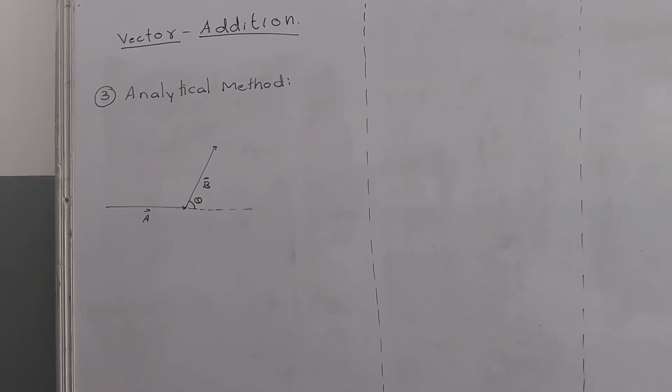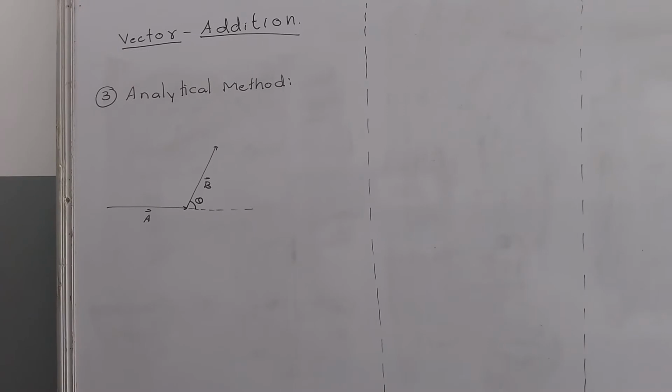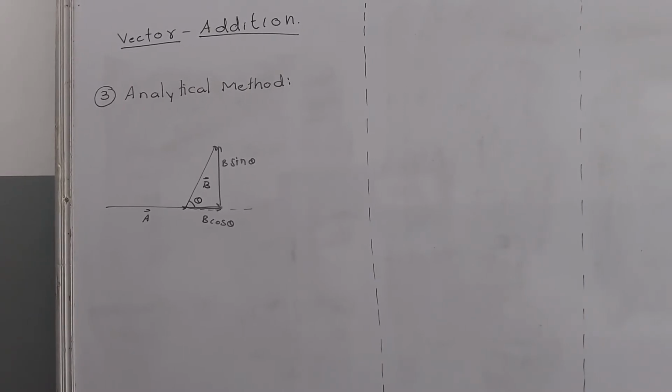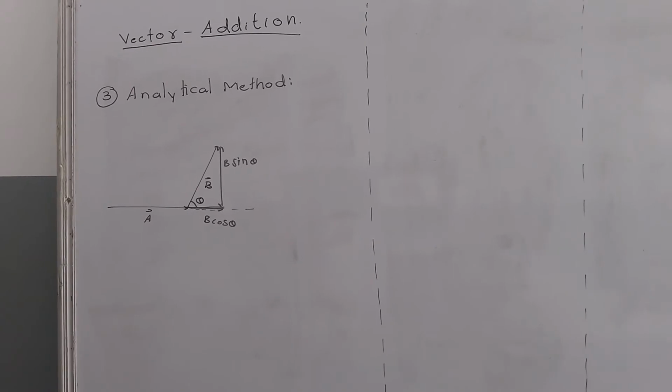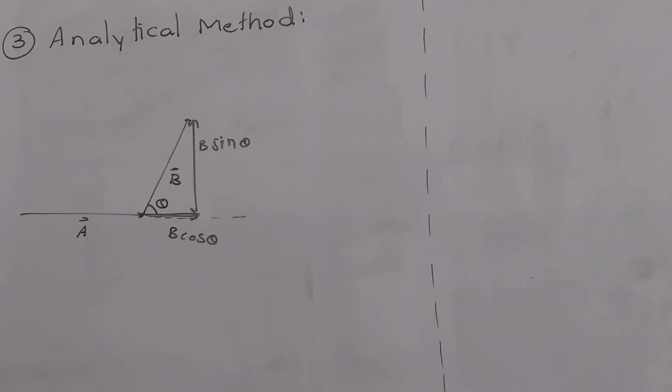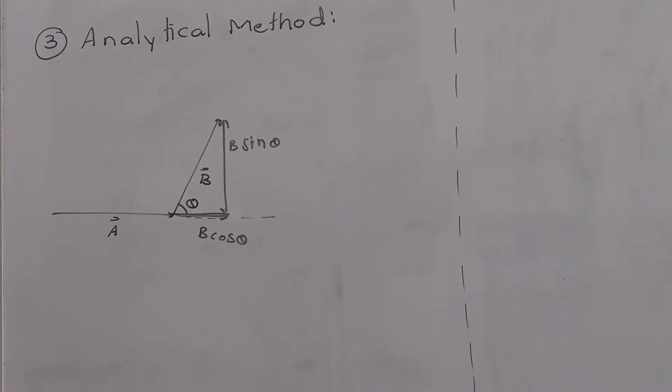I will be using triangle law to add them first, but before that I want to resolve vector B. You know what is vector resolution? Breaking the vectors into sine theta and cos theta components. So let me resolve vector B. This is how I resolve vector B. Vector B is given, angle theta is given. The adjacent component will be B cos theta and the opposite component will be B sine theta. And now drawing vector A plus vector B by triangle law of vector addition, which is like this.